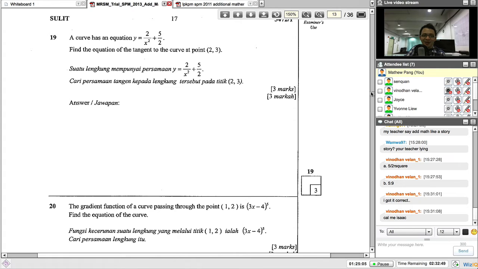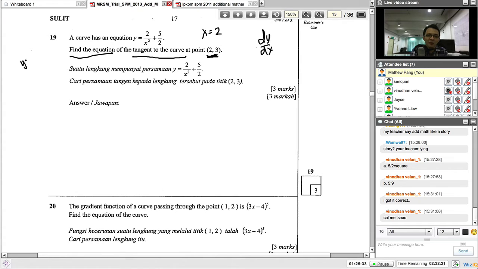Anyway, this one is a curve with an equation, and we need to find the tangent. That's why I say tangent to the curve most of the time links to dy/dx. I think this time it should be dy/dx, because it gives me the point. Most of the time for dy/dx I need the x value only, which is 2. He asks you to find the equation of the tangent.